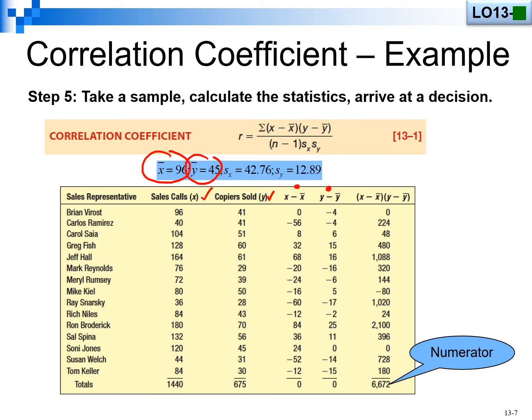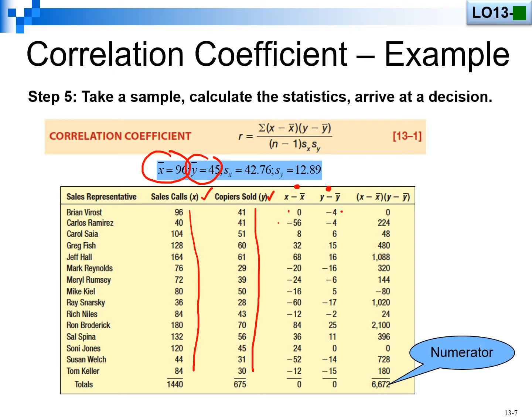So the basic idea would be, if I just showed you the X, it'd be 96 minus 96 is 0. 40 minus 96 gets you to -56, and so forth. So you have to take each of these numbers minus X bar, and it goes in this column. You do the same thing with the Y column. So 41 minus 45 would be a -4, and so forth.